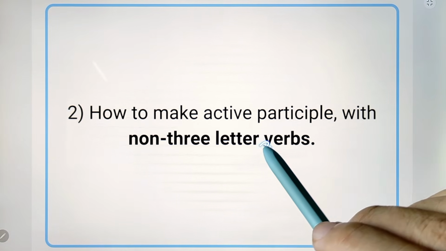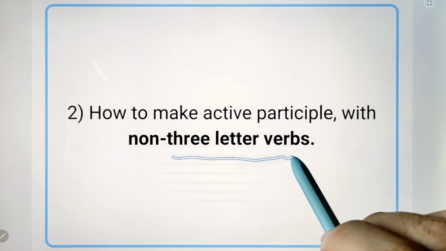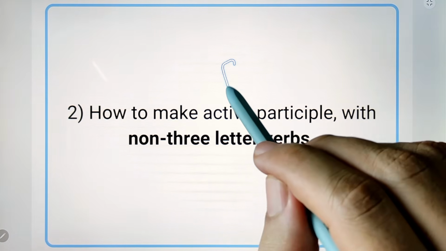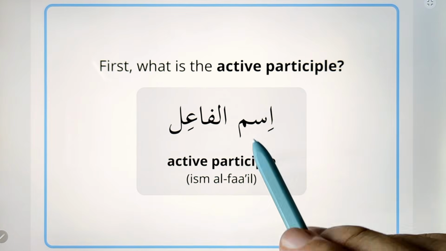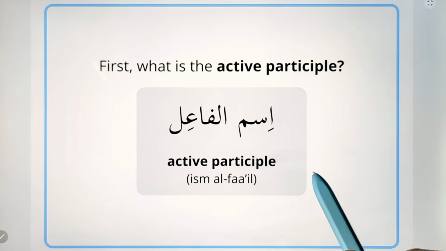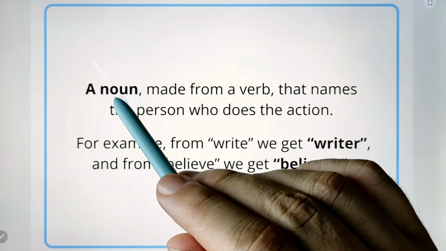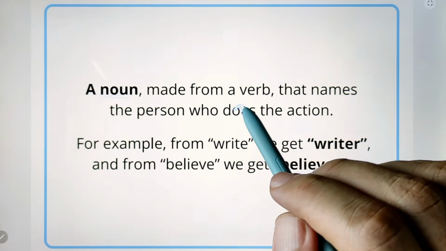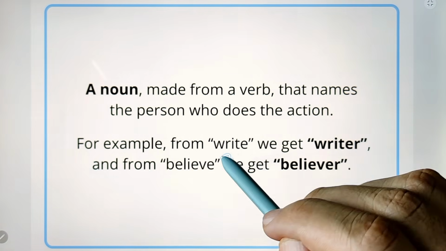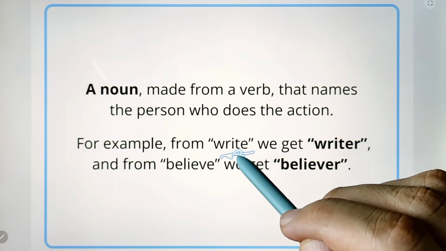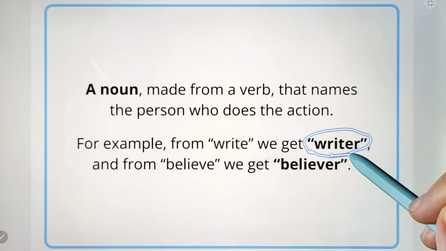Now we are going to learn how to make the active participle from the non-3-letter verbs, or from fi'l ghayr thulathi. So that means from Form 2 verb to Form 10 verb. First we need to know what an active participle is. An active participle in Arabic is called ism al-fa'il. Ism al-fa'il is a noun made from the verb which names the person who does the action. So for example, if you have the verb write, the person who does the action of writing is called writer. So that's called ism fa'il.